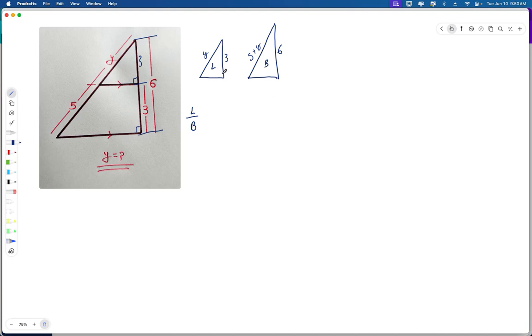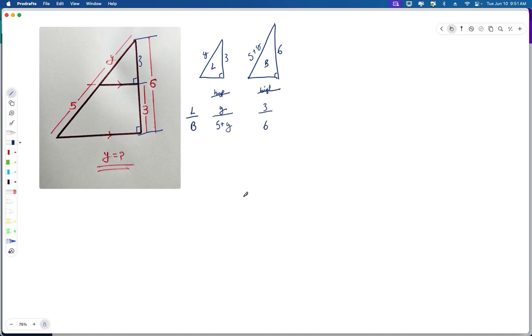Which side is which? Well, if this is a right triangle and this is a right triangle, then this is the hypotenuse, right? So for the little triangle, our hypotenuse is y. And for the big triangle, our hypotenuse is 5 plus y. Now for the height, this is the height of our right triangle. On the little triangle, that's 3, and on the big triangle, that is 6. So we have a comparison here of the hypotenuse of both of the triangles and the height of both of the triangles.